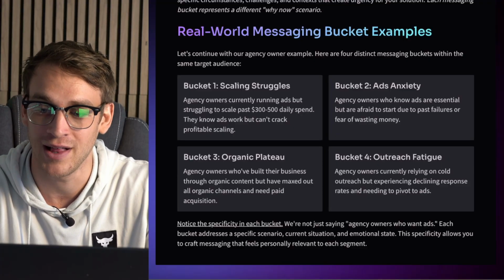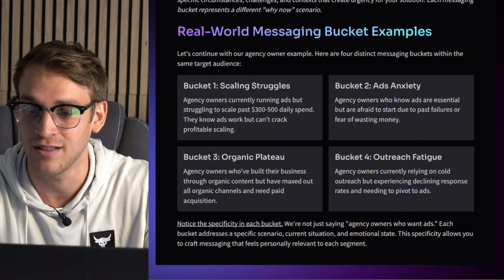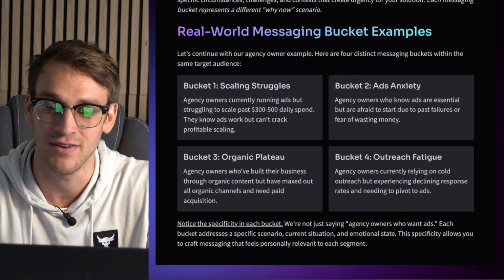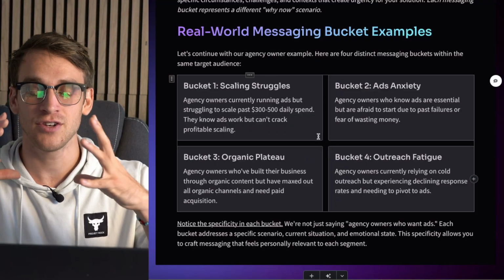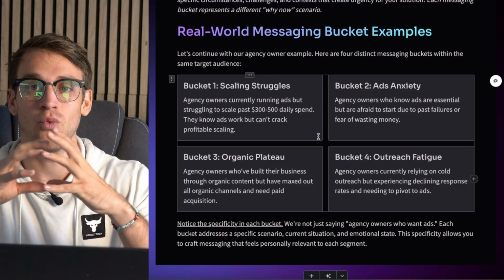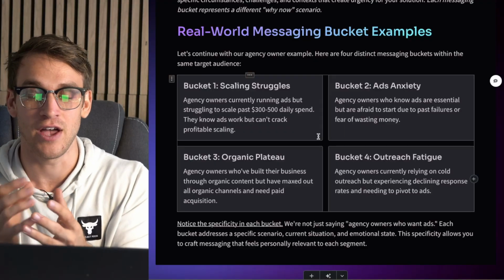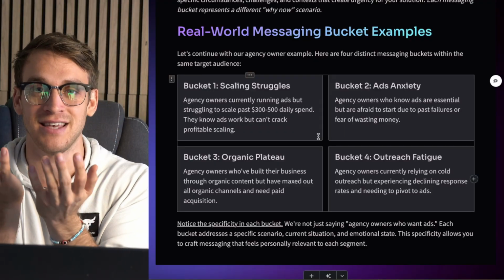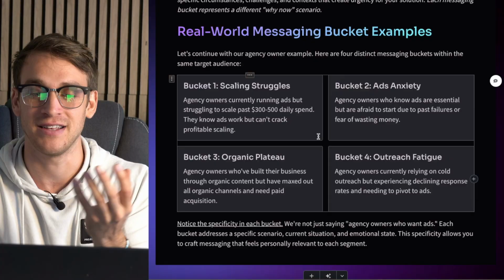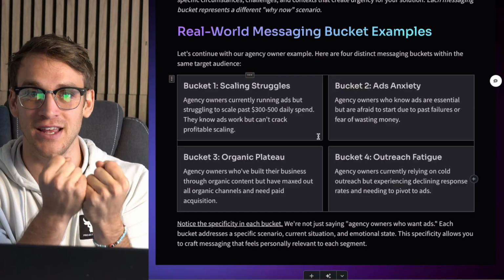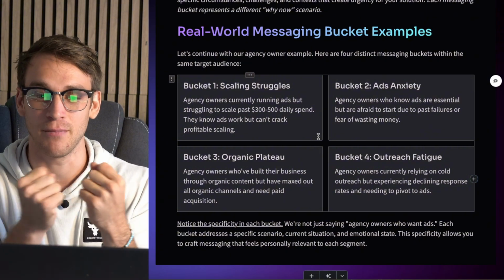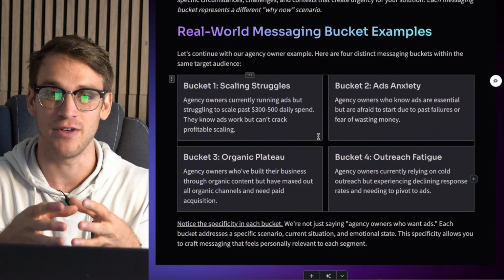Agency owners who are relying on cold outreach, but experiencing declining response rates and need to pivot to ads. So do you notice real quick how all 4 of these are people and agency owners who want to scale their business with ads? They all feed back into that same person, that same demographic trait, that same desire. But we're just breaking it out and speaking in different contextual scenarios and different problems that they're dealing with. We're not just saying surface level.